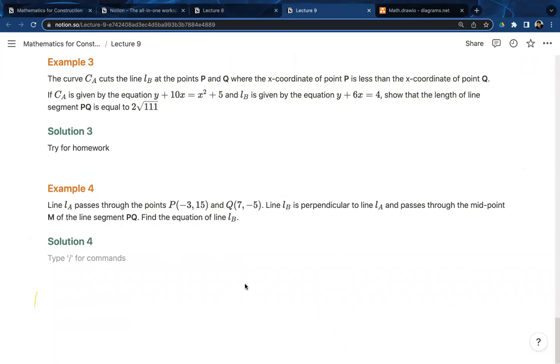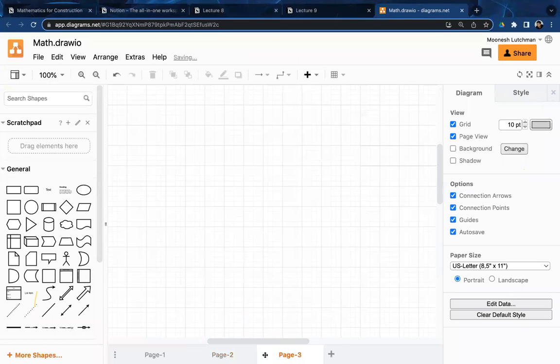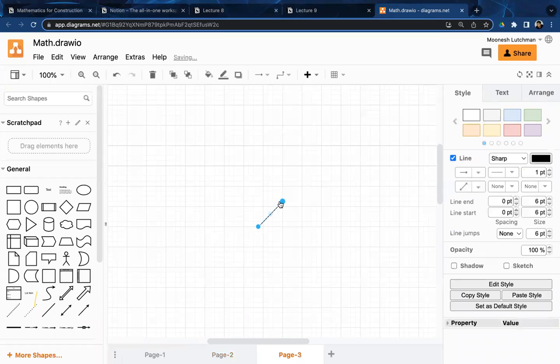Let's try a simpler question, example 4. LA is a line that passes through the points P and Q, right? LB is another line that's perpendicular to LA and passes through the midpoint M of the line segment PQ. Find the equation of line LB. Right? So you might want to draw a diagram of that, right? So I could do a pair of axes here.